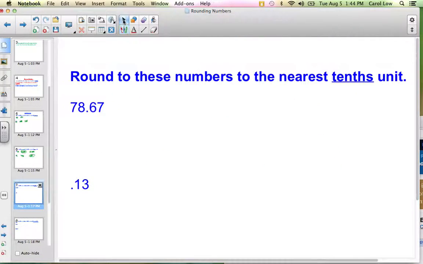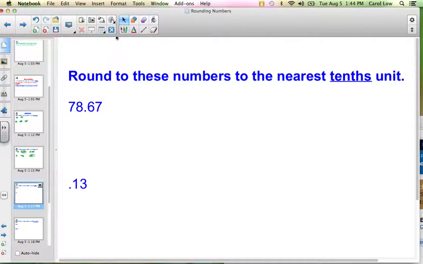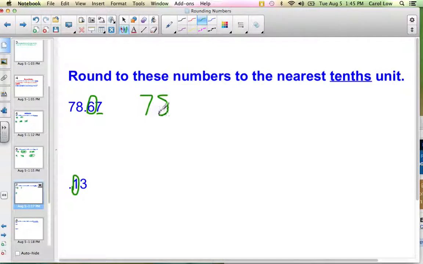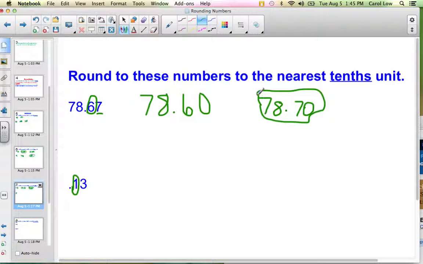Let's go to the next one. Round these numbers to the nearest tenths unit. So tenths, that's right here. Let me get the pen going. Tenths, so we're going to do this. And I'm underlining that. So our options here would be 78.60, because that doesn't change, or 78.70. So we look at this, and it's higher than 5, isn't it? So we're going to bump that number up to a 7. So you should have chosen this one.